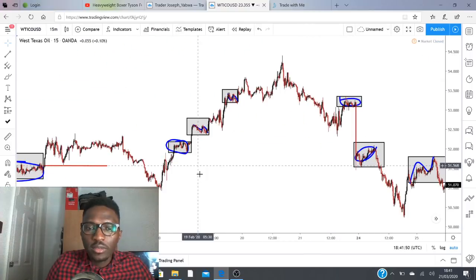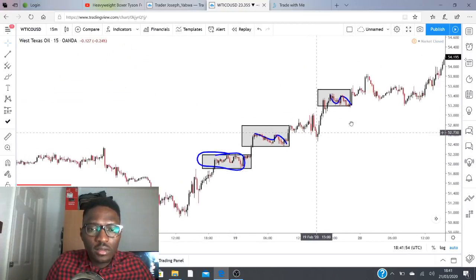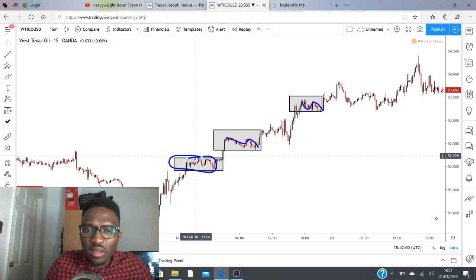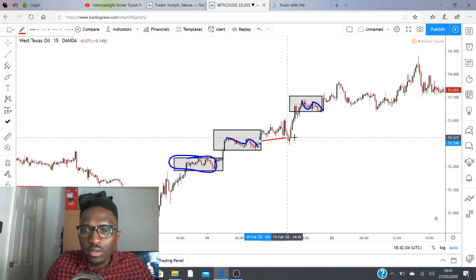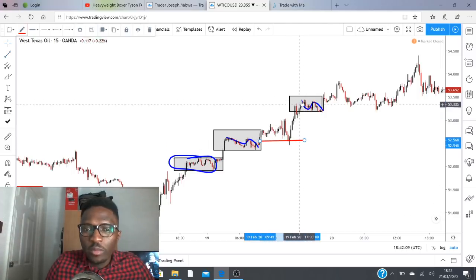Okay, so we're back. Again, you can see another box here. This one we didn't quite get to the middle line. The market just reversed. It didn't even touch the previous structure high, but moving on. What do you see here? The market coming back down, and then we move back up.